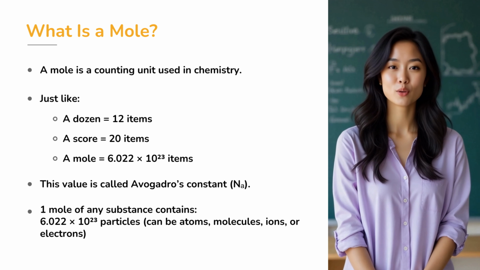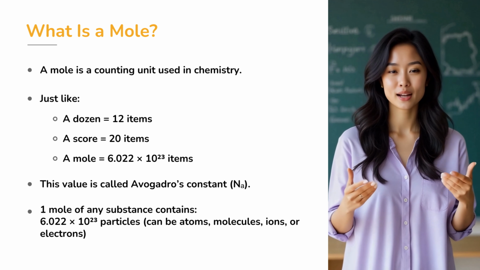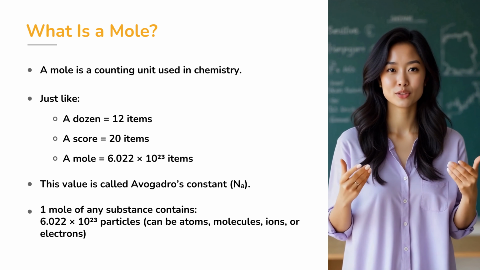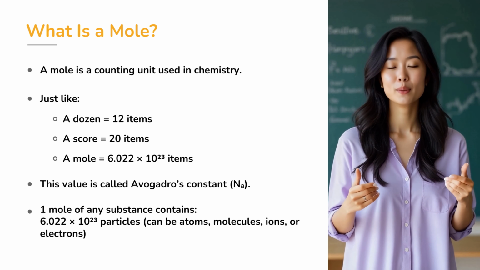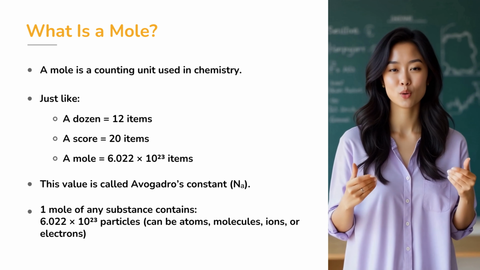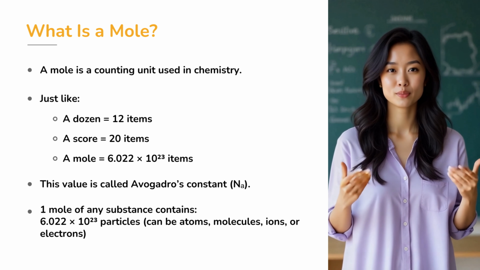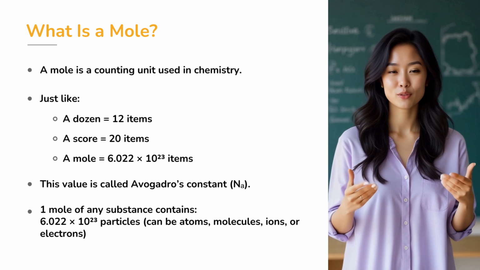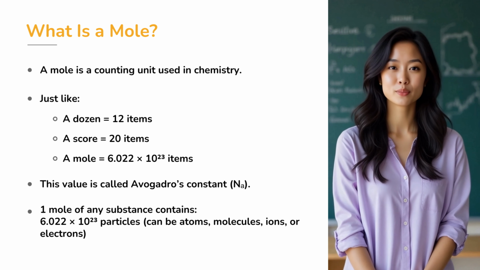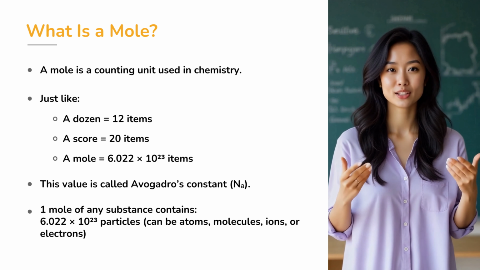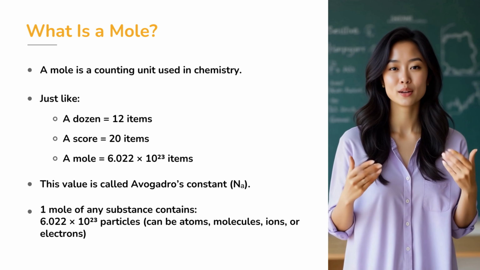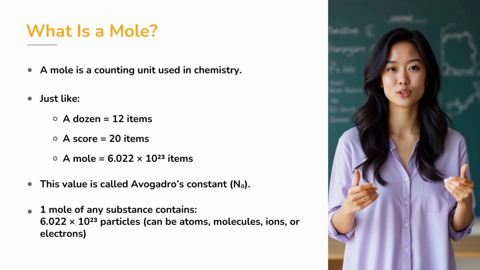A mole is a counting unit, just like a dozen equals 12 items. A score equals 20 items. A mole equals 6.022 times 10 raised to the power 23 items. This number is called Avogadro's constant, N. So, 1 mole of any substance contains 6.022 times 10 raised to the power 23 particles, whether atoms, molecules, ions, or electrons.